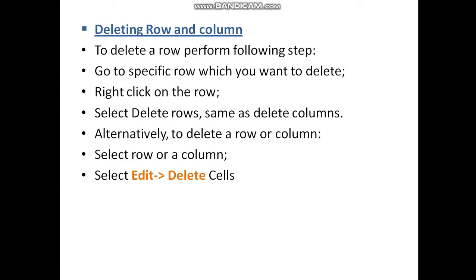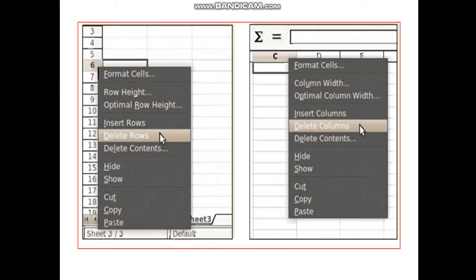Deleting rows and columns. To delete a row, perform the following steps. Go to the specific row which you want to delete. Then right click on that row. Select Delete Rows, same as Delete Columns. Alternatively, to delete a row or column, select the row or column, then Edit, Delete Cells. The best way is, if you want to delete a specific row, click on it, right click on it, and then choose Delete Rows or Columns. Here, suppose I want to delete that row, then click on it, right click on it, and then Delete Rows. And if I want to delete column C, then click on it and choose Delete Columns here.